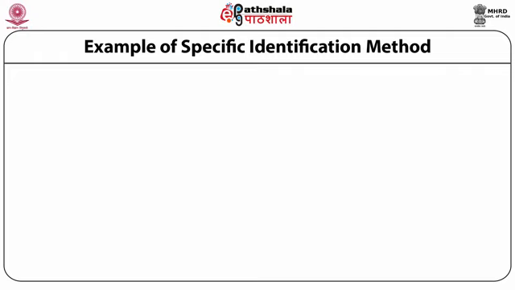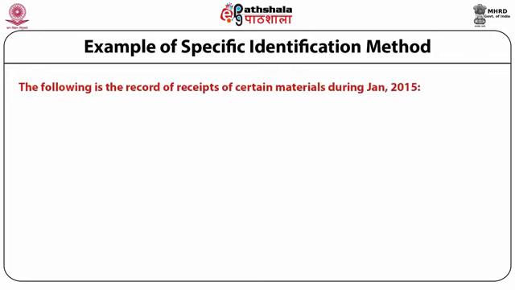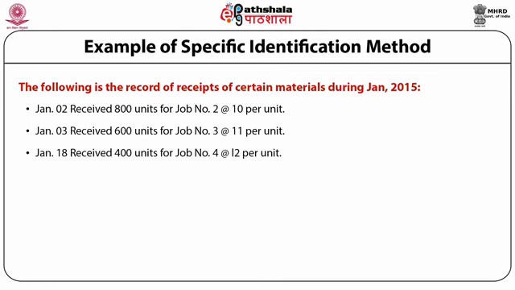The specific identification method can be better understood with the help of this example. The records of receipts are given, and according to these records, material is received on 1st January, 800 units for job number 2 at the rate of 10 per unit, and on January 3 it received 600 units for job number 3 at the rate of 11 per unit, and on January 18 received 400 units for job number 4 at the rate of 12 per unit.